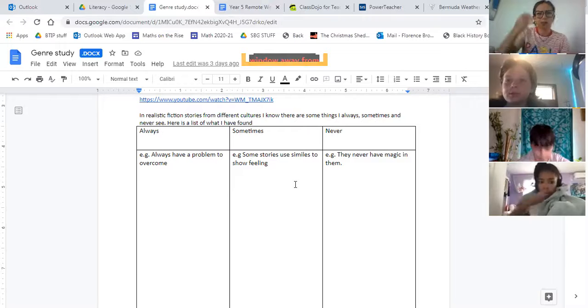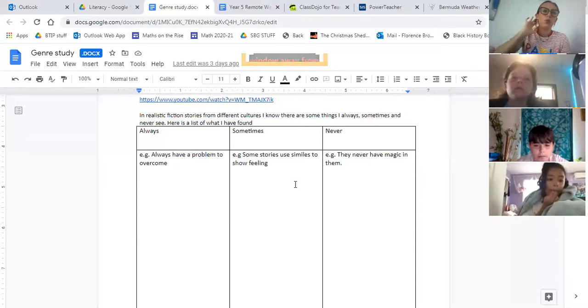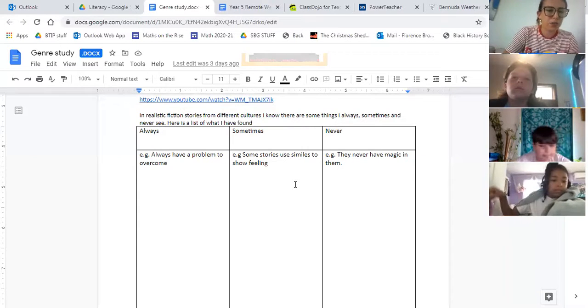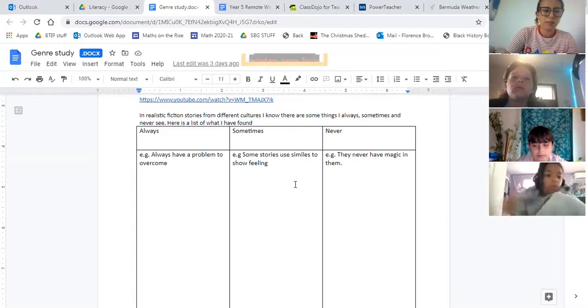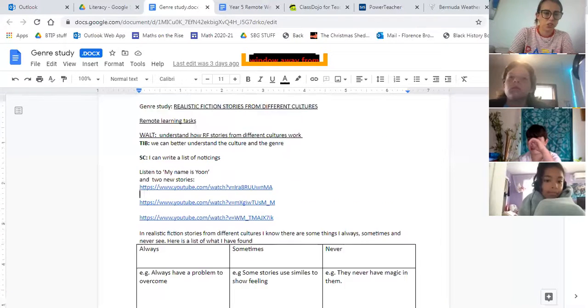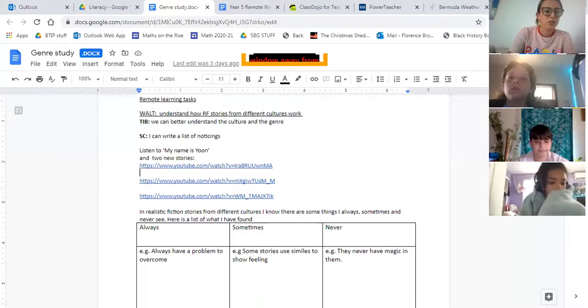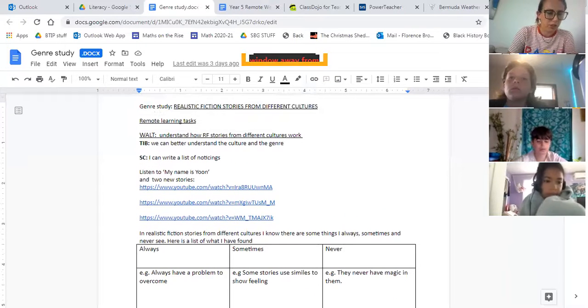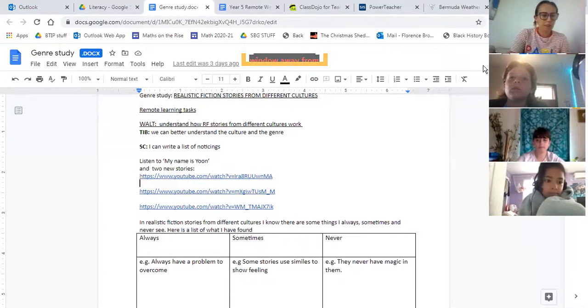Even though they're stories from different cultures, we looked before at fables and traditional literature from different cultures, and those included magic, but these don't include any magic in them. That's perhaps something that you might already know, which is why I wrote it down, not you guys, because we are still in the realistic fiction genre that you have done before. We're just doing it with more of a focus on different cultures. So it's some of the same rules that you will have already seen before.